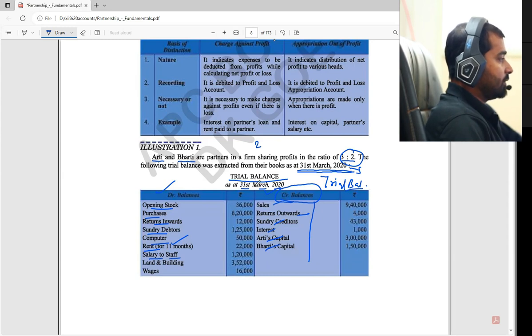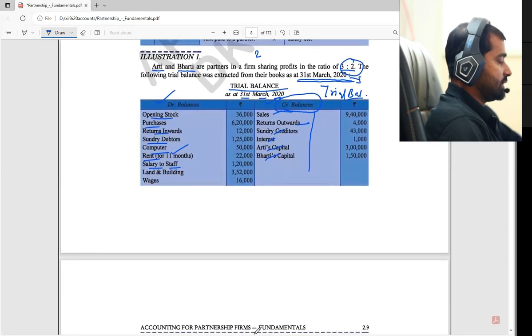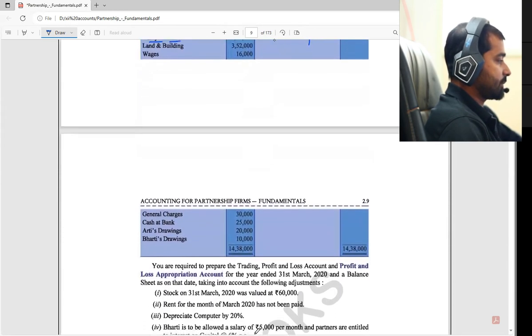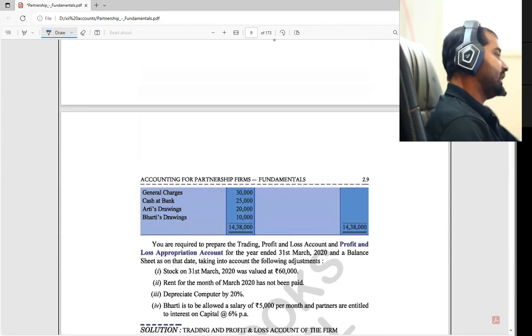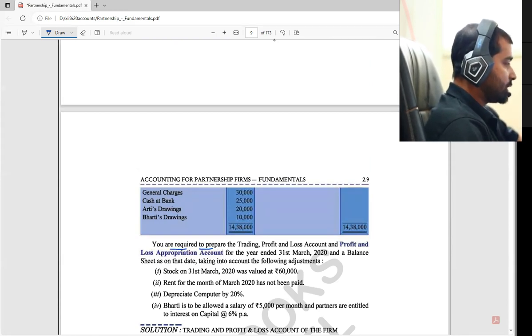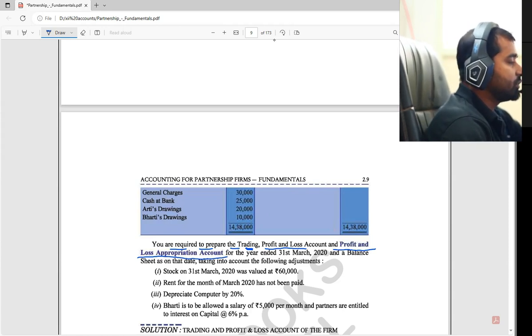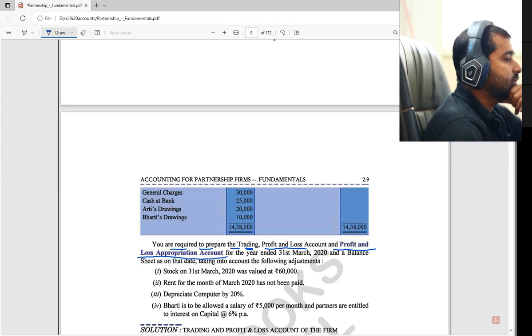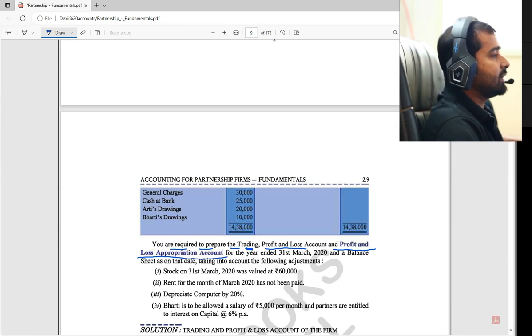Now we go down to the next portion of the question. Again we see general reserve, cash at bank, Aarti's drawing, Bharti's drawing. These are all the details given to you. Now you are required to prepare the trading account, profit and loss account, and profit and loss appropriation account. The net profit or net loss is not given to you directly.